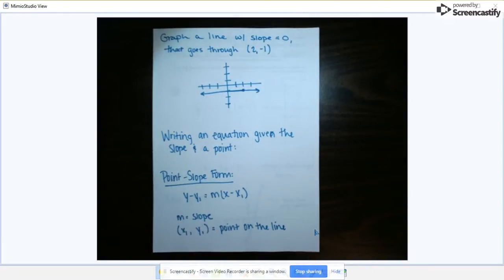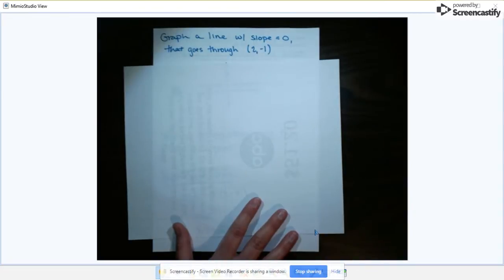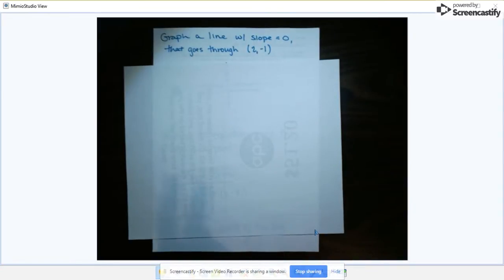Let's look at another example. This one's a little different because it has a slope of 0 and goes through the point 2, -1. Well, a couple different ways to remember this. You hopefully will remember that slope equals 0 is a horizontal line every single time. However, if you don't remember that, we can start at our point.